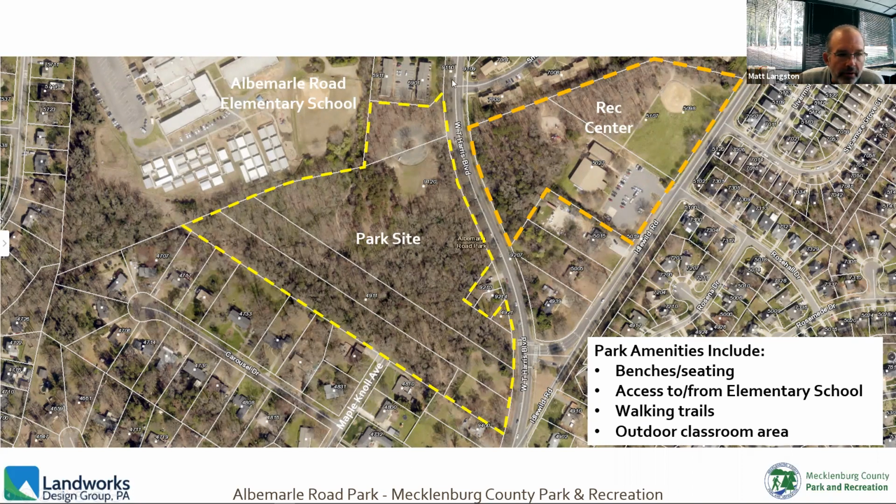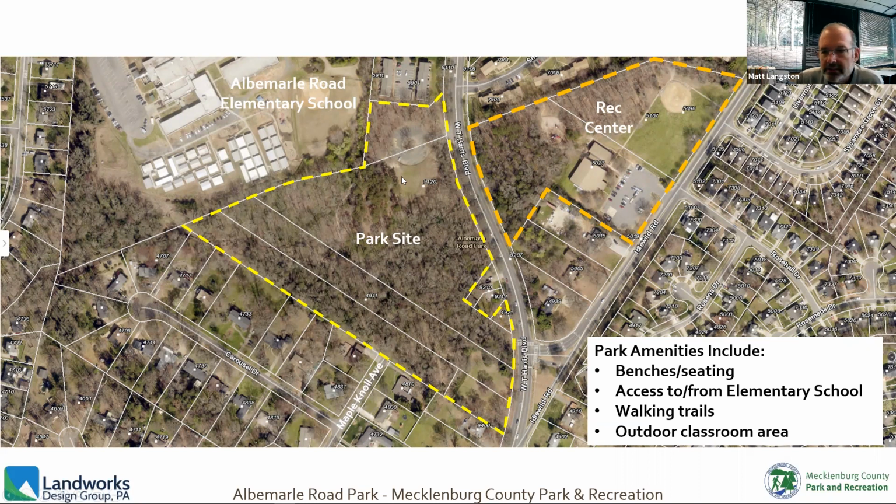As Joyce and Bert have mentioned, this is an aerial photograph of the, by the way, I'm Matt Langston from Landworks Design Group. This is an aerial photograph of the site, and you can see the yellow area is the part we're going to be talking about today, and the area bounded by the orange dotted line is the rec center after the overall site was sliced by W.T. Harris.